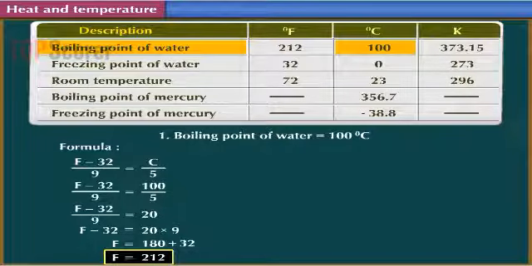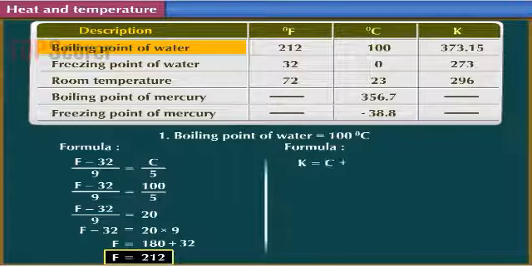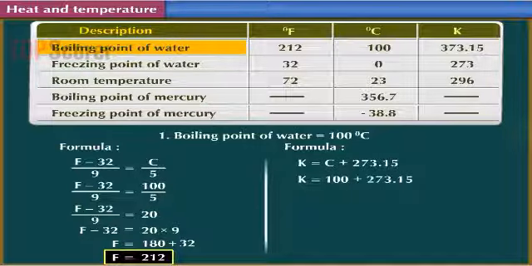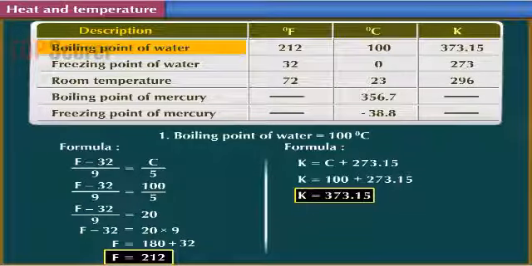Answer is matching with the value given in the table. Let us now convert it into Kelvin using the formula K is equal to C plus 273.15. Thus, K is equal to 100 plus 273.15. Therefore, K is equal to 373.15 Kelvin. The calculated value is matching with the one given in the table.